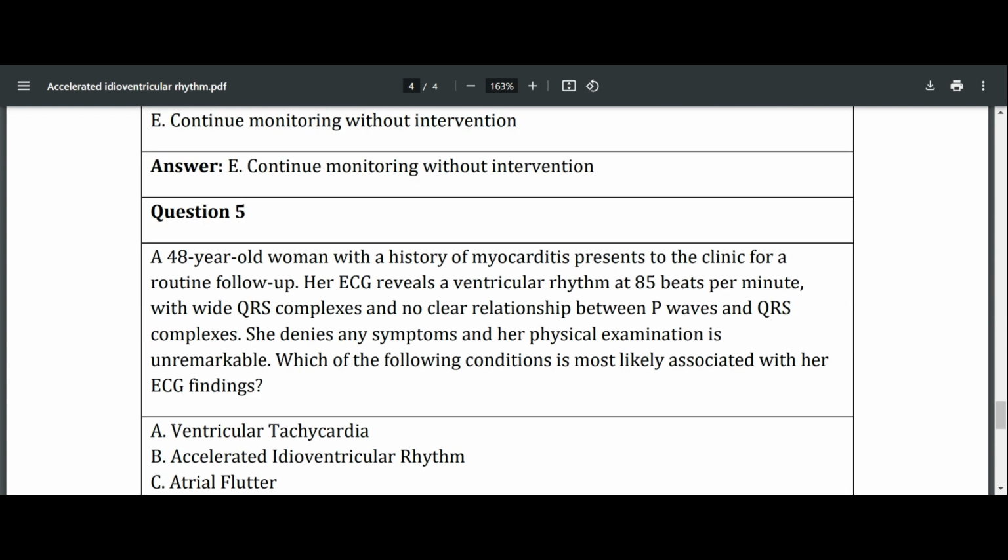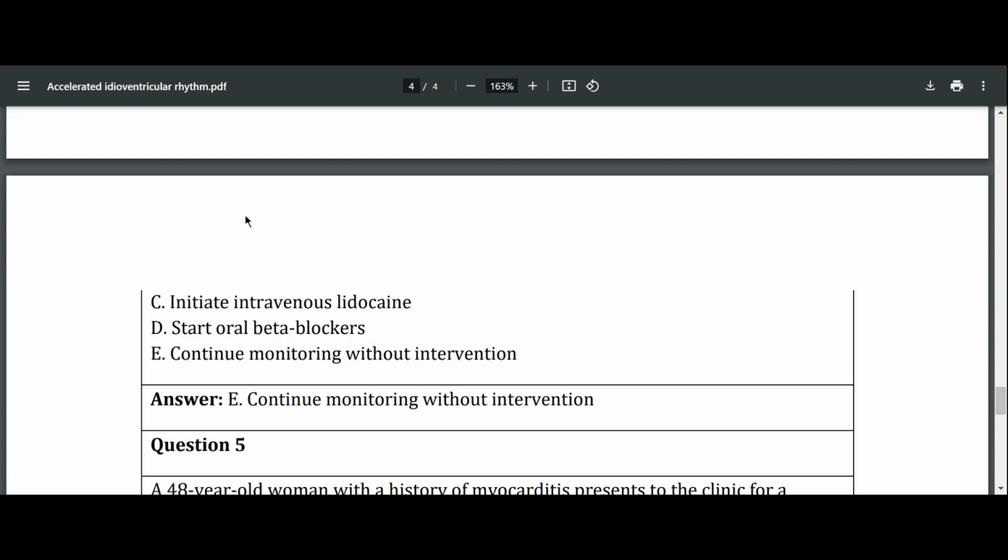So this is all about accelerated idioventricular rhythm. Hope you have understood it well, and we will also discuss more topics from past medicine for MRCP Part 1 exam.